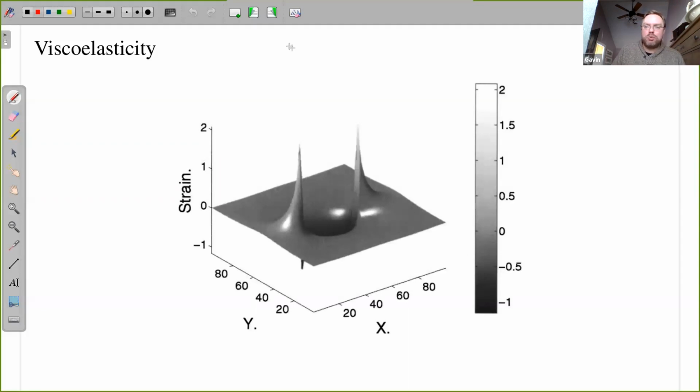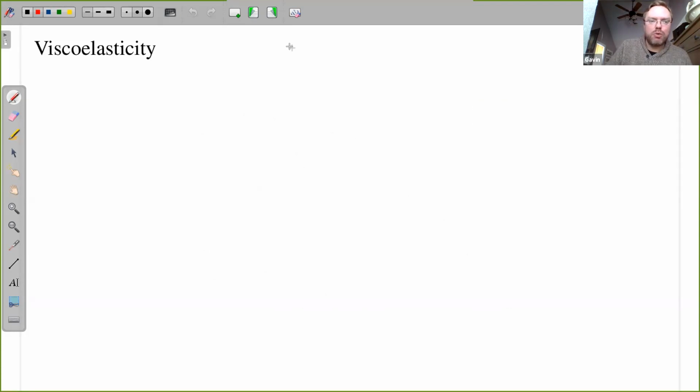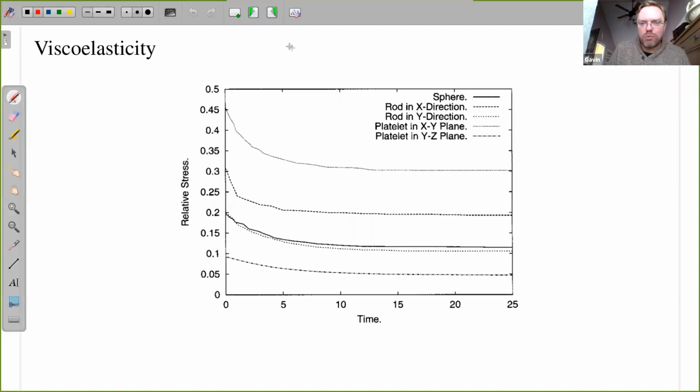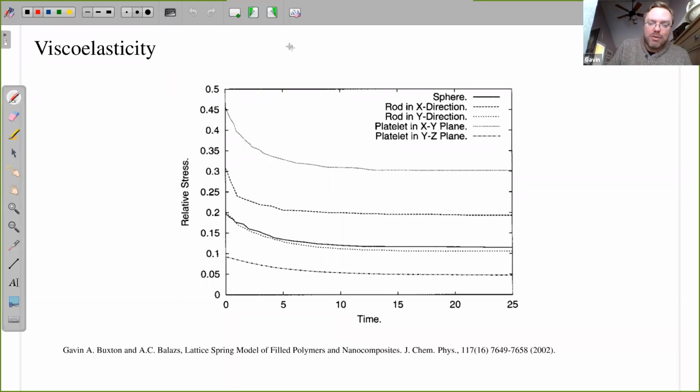You can also put viscoelasticity in, and this is a similar vein, really. Here's the strain around a clay platelet in a polymer matrix, and so the polymer matrix, when it deforms, is a viscoelastic material, and so comparing different rods and platelets and spheres and things, the idea was over time you would end up with reduction in stress, right?